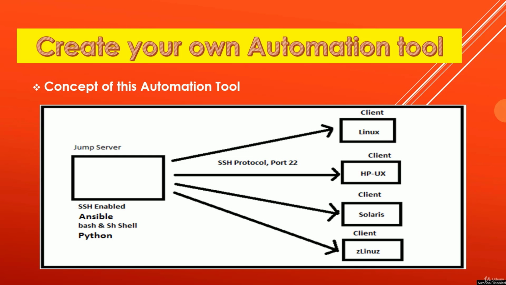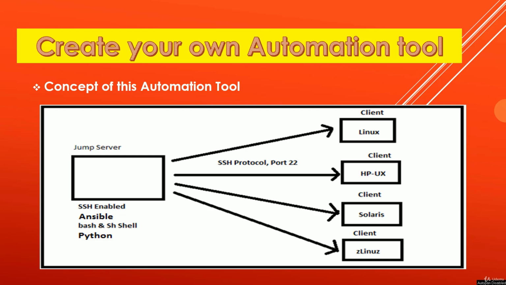So friends, for this tool, the requirement is, first of all, you should have one jump server on which we are going to install Ansible, and all your clients, that could be Linux, HP-UX, AIX, Solaris, even Windows as well. So there should be proper communication. SSH port should be open. By default, it is 22. If in your organization any other port is used, that should be opened at the firewall. And if it is not open, the communication will not be established.